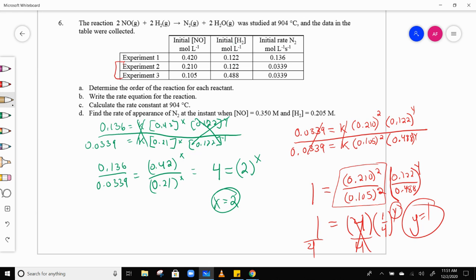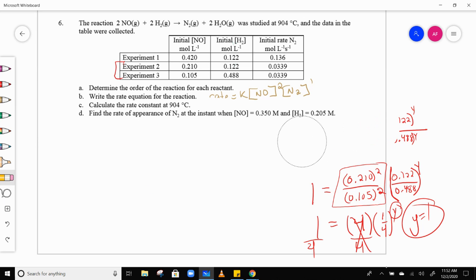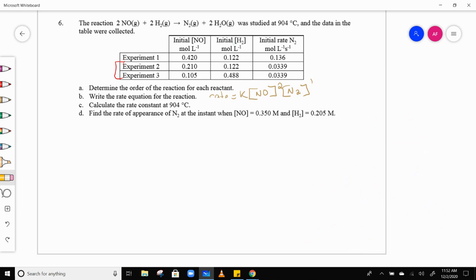So the overall reaction rate equation would be rate equals K times the concentration of NO to the second times the concentration of N2 to the first. Okay, so that is table logic. Pretty easy, right? Not too bad. Compare two reactions. Work it through. If you're not so good at math, that's where people struggle on the math part of this, right? Okay, if we want to find the rate constant for this, we just plug in to one of these.